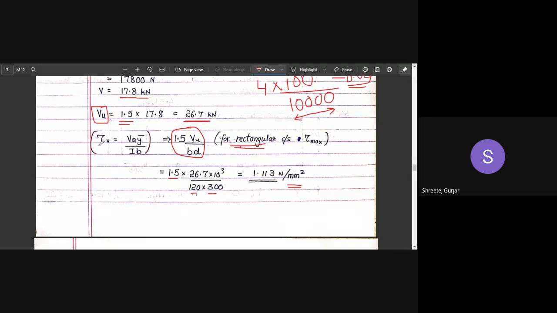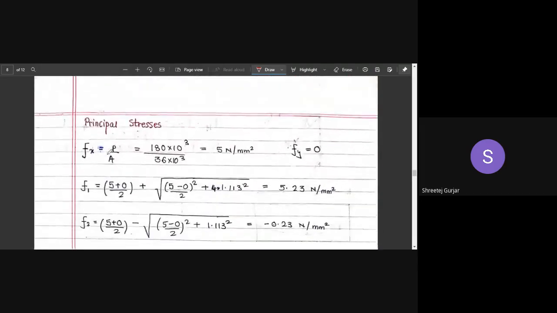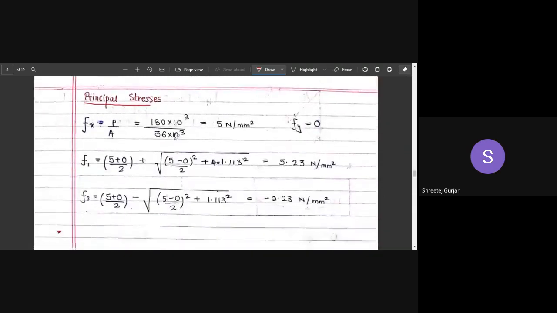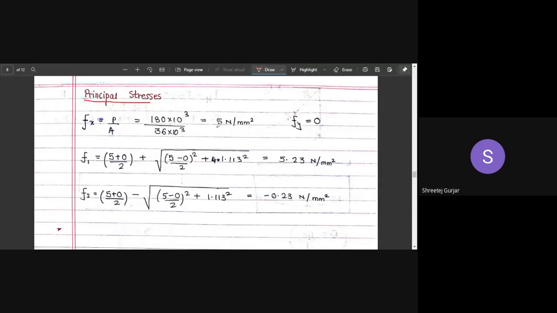And tau V is done. Next, we can calculate the principal stresses. This particular formula we know. Now, what is Fx? Fx is P/A. P is 180 into 10 power 3 divided by the cross-sectional area, that is 120 into 300. This is 5 Newton per mm squared, same as before. And Fy, there is no vertical pre-stressing, hence Fy is 0.